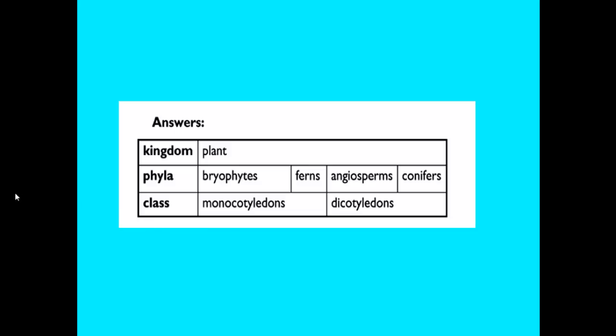We have kingdom of plant. Under the phyla title we have bryophytes, ferns, angiosperms, and conifers. Then under the title of a class we have monocotyledons, dicotyledons. You can write them in your books, my dear students.